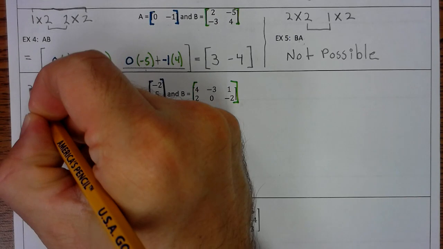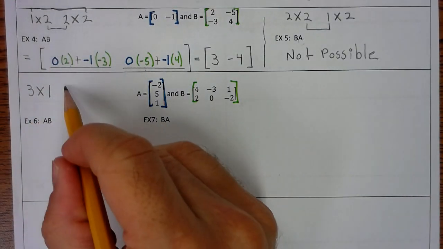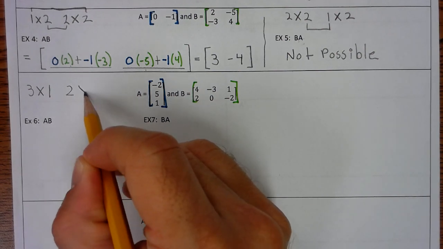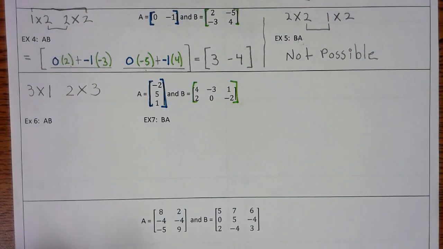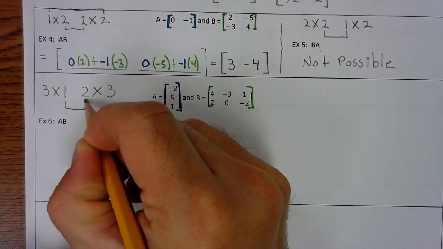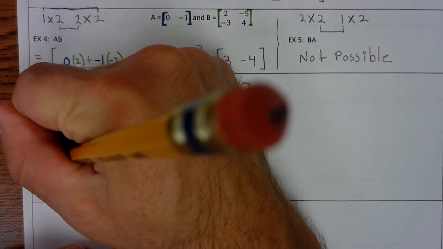So A is a 3 by 1, and B is a 2 by 3. Well, these do not match, so multiplying A times B is not possible.